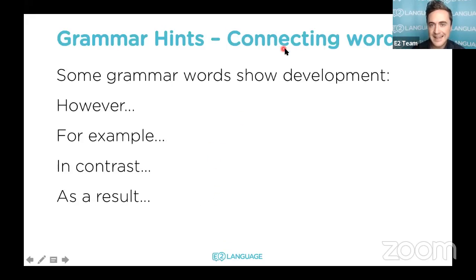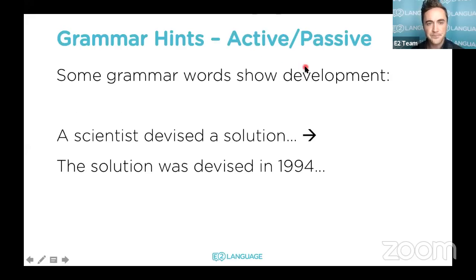Cool. Also, connecting words, we can eliminate from the independent sentence because if a sentence starts with however, you know that it needs another sentence, so it can't be the independent sentence. Or if a sentence starts with for example, you know that we can't use that one as the independent sentence, or in contrast or as a result. Okay? So we can use our understanding of connecting words to think about the development of the paragraph.